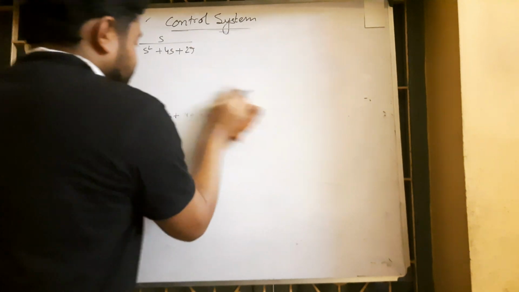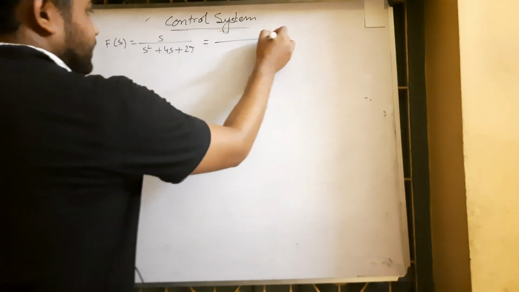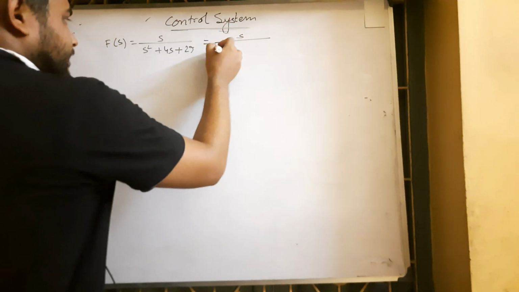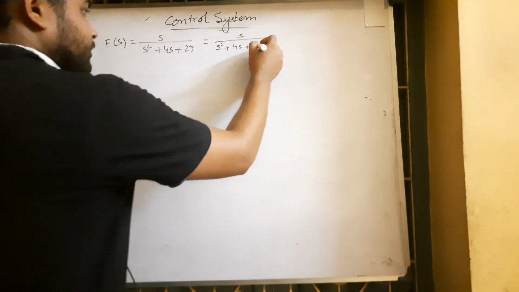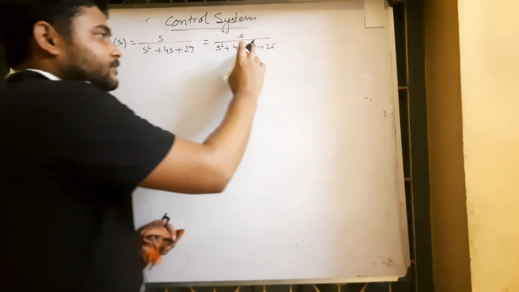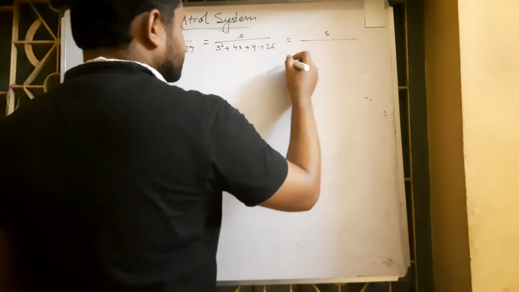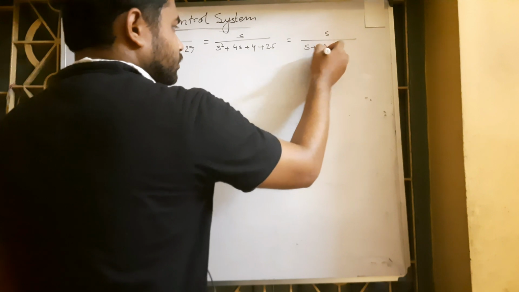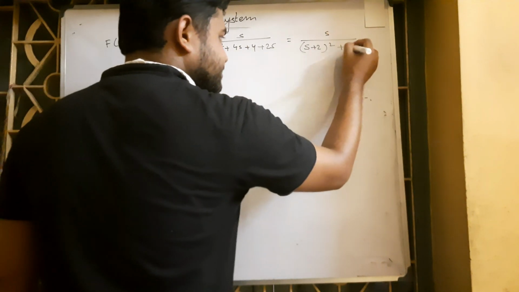29. Okay. Now let's see, the function can be written as s by s square plus 4s plus 4 plus 25. Just 29 is divided into 4 plus 25. Now s by s plus 2 whole square. This is s plus 2 whole square. Now this is 25, meaning 5 square.